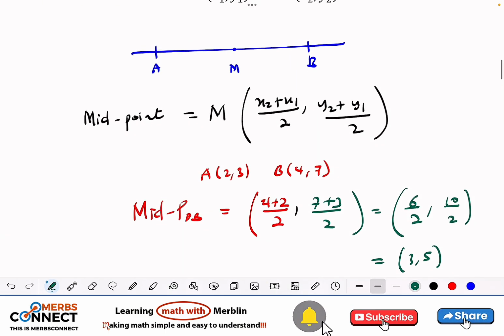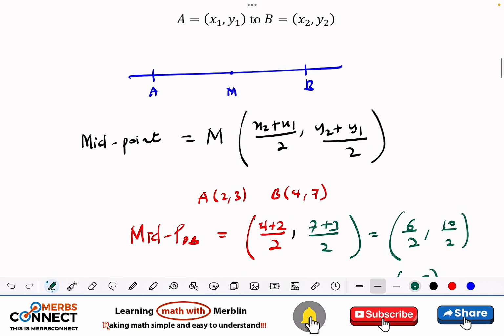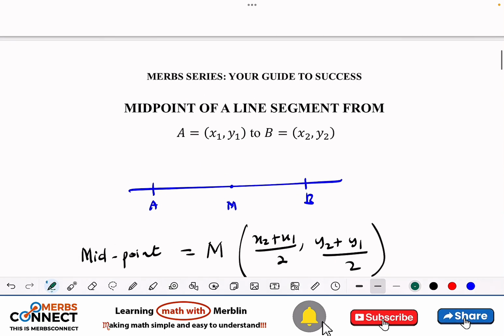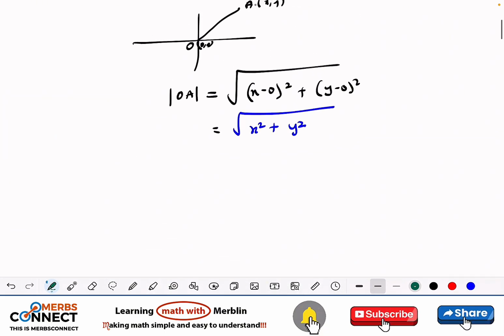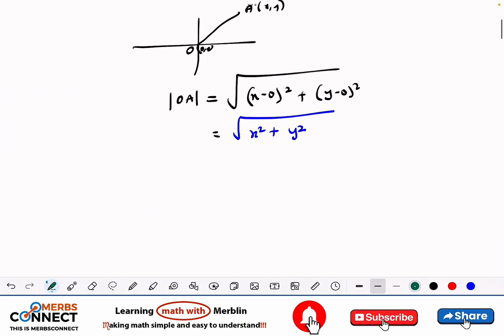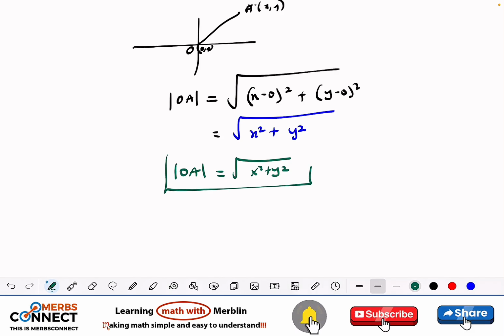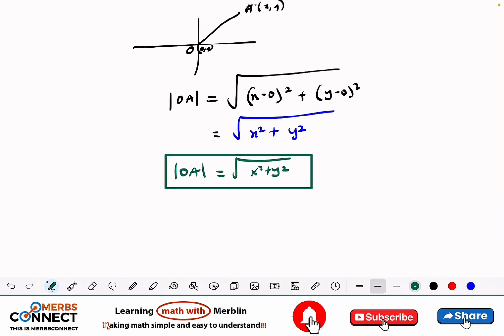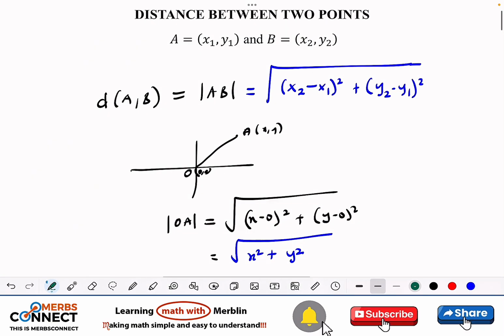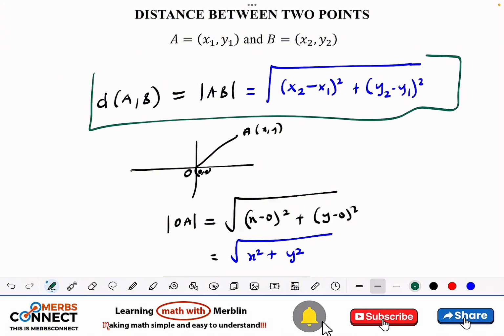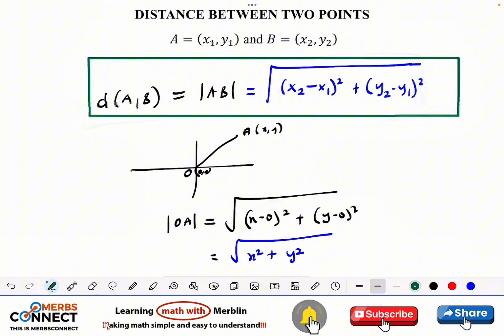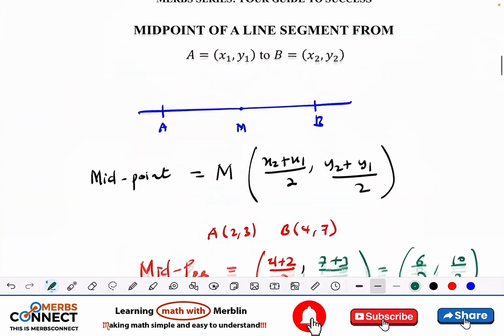We are going to solve more, more difficult questions, which will let you know what we need to use all these formulas for. So first, don't forget, let me write this one well. The distance from the origin is equal to the square root of x squared plus y squared. This is one of the formulas that we are going to use, and this is also another formula that we are going to use.